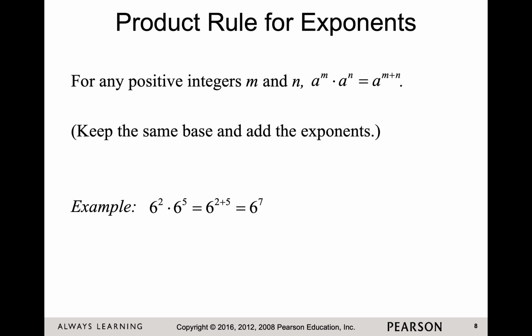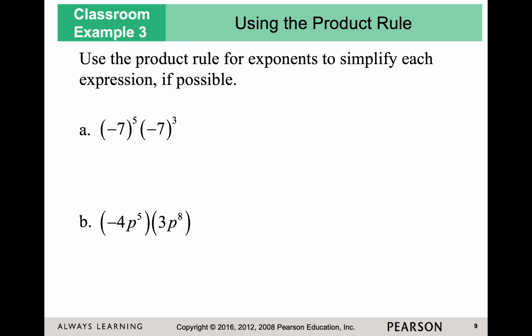So in the example, 6 squared times 6 to the 5th, my base is 6 in both expressions, so I do 2 plus 5, which is 7. Here, in part A, my base is negative 7. My bases are the same, so I'm going to do 5 plus 3. And that negative is going to remain inside the parentheses.